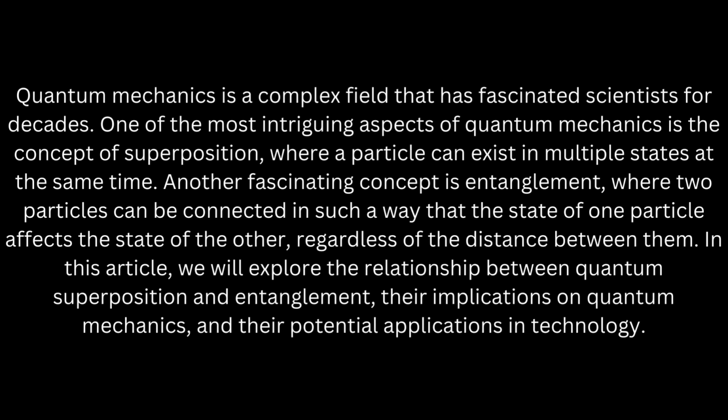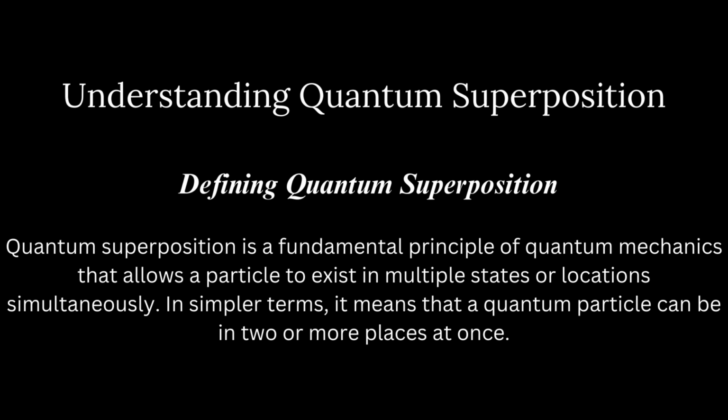In this article, we will explore the relationship between quantum superposition and entanglement, their implications on quantum mechanics, and their potential applications in technology. Understanding quantum superposition. Defining quantum superposition. Quantum superposition is a fundamental principle of quantum mechanics that allows a particle to exist in multiple states or locations simultaneously. In simpler terms, it means that a quantum particle can be in two or more places at once.